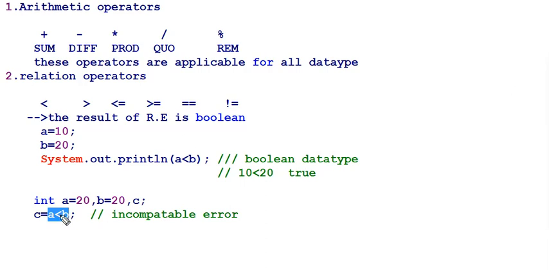So here the result is a Boolean, and it is going to be stored in an integer, which cannot be done because C is an integer. The result of A less than B is a Boolean. The Boolean is not stored in the integer variable. It will produce an error.